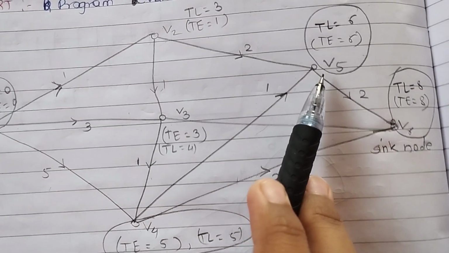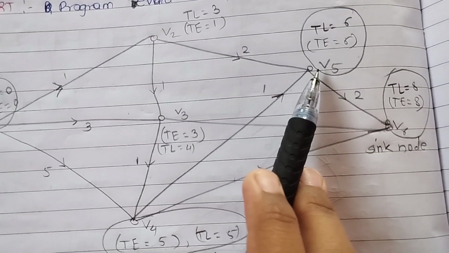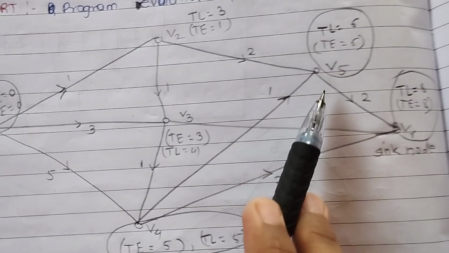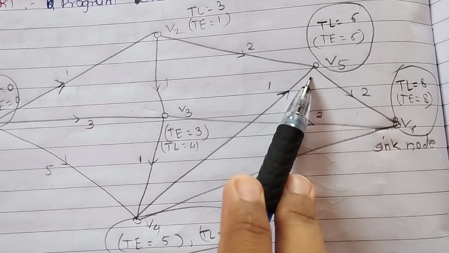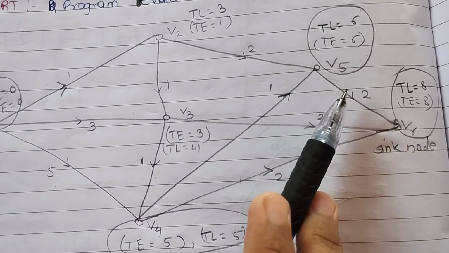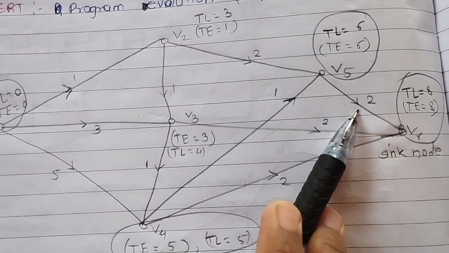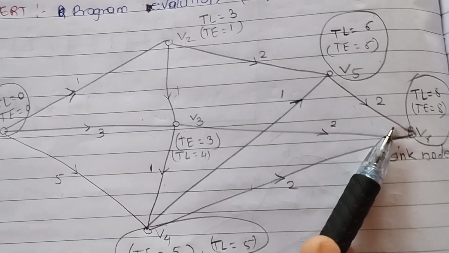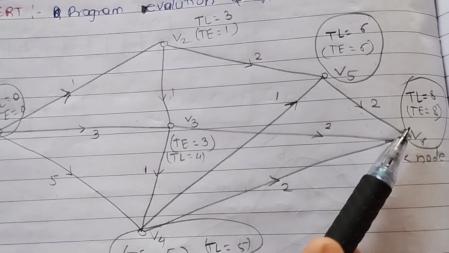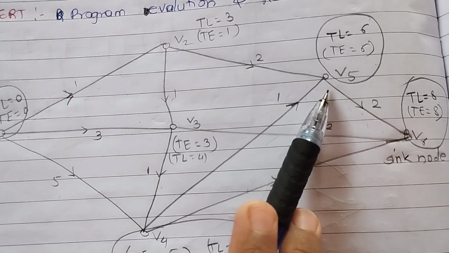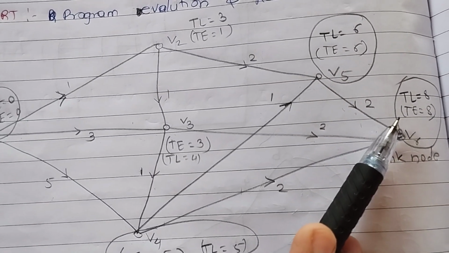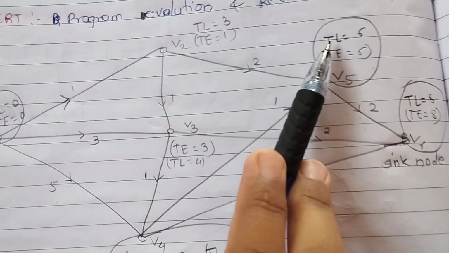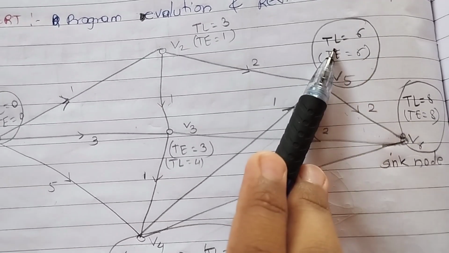Now we move to V5. First see any path from V5 to V6 to reach the sink. From V5 to V6 the weight is 2. Any other possible way from V5 to V6? No. So we subtract: T of V6 minus the path from V5 to V6. T of the sink node is 8, and 8 minus 2 is 6. So TL of V5 is 6.